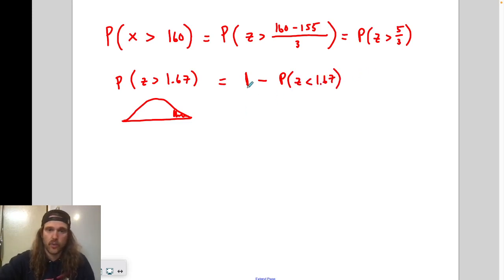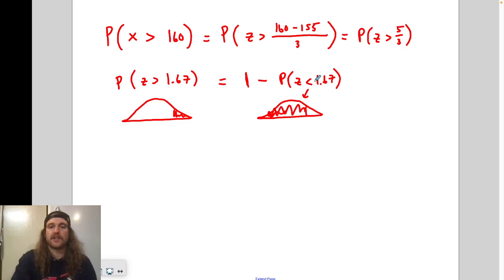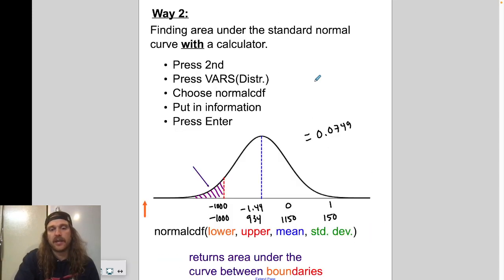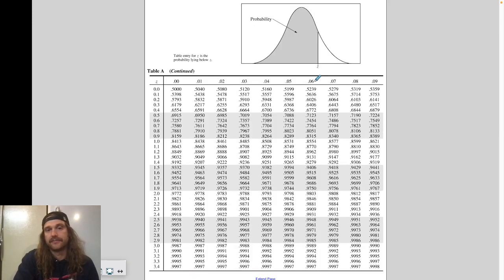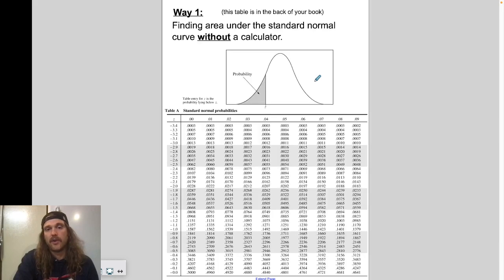Okay, and so what does 1 minus that probability look like? Well, that's going to give us this area. 1 minus, so that's this area, right? This thing right here is actually this area. And so if we do 1 minus that, we'll end up with the area that we want. And the reason we have to do that is because the table doesn't read to the right, it reads to the left.